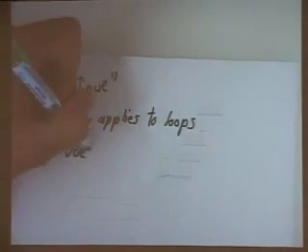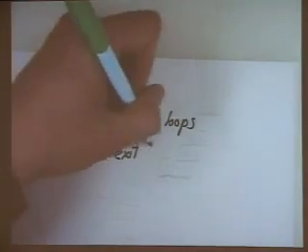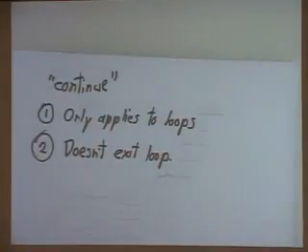And second of all, it doesn't actually exit the loop. What it does is it jumps to the end of the loop body, just like a break statement, except you're still inside the loop. And so it does the conditional test again, and if the conditional is still true, it will go back to the top and begin another iteration of the loop body.